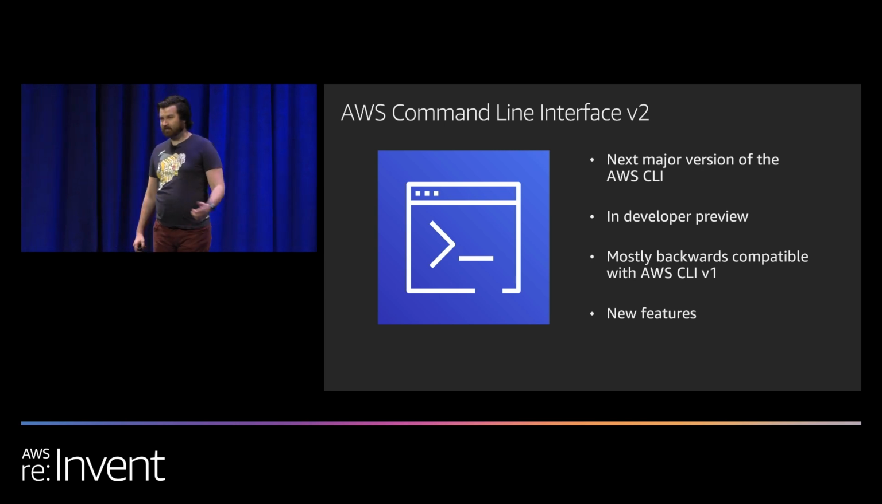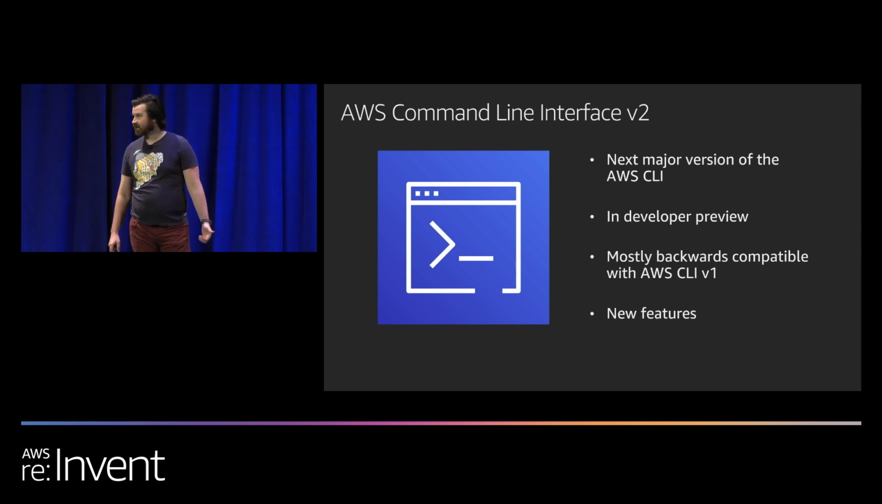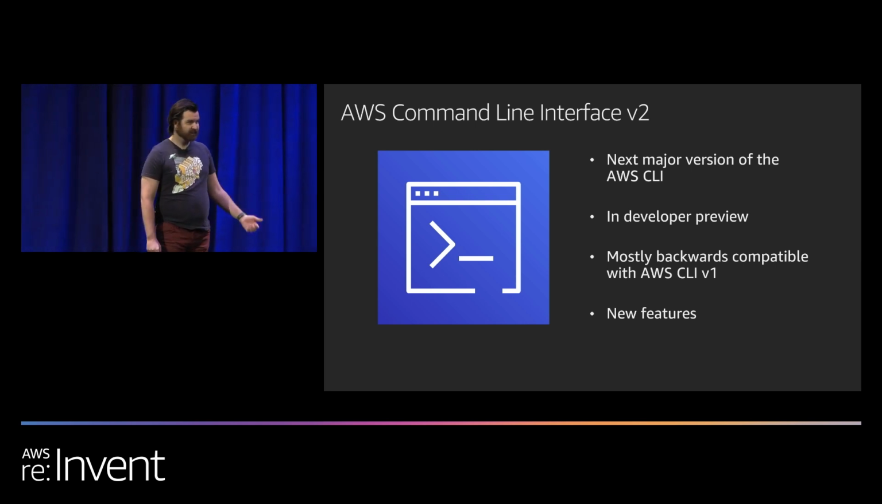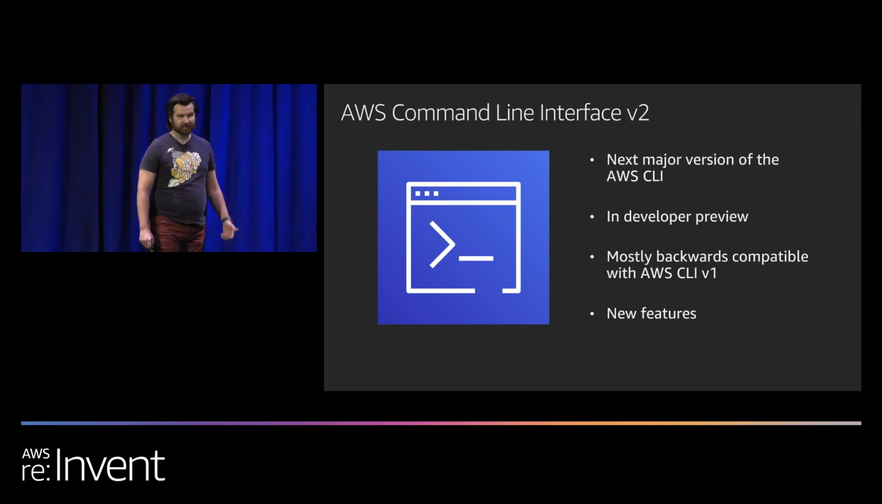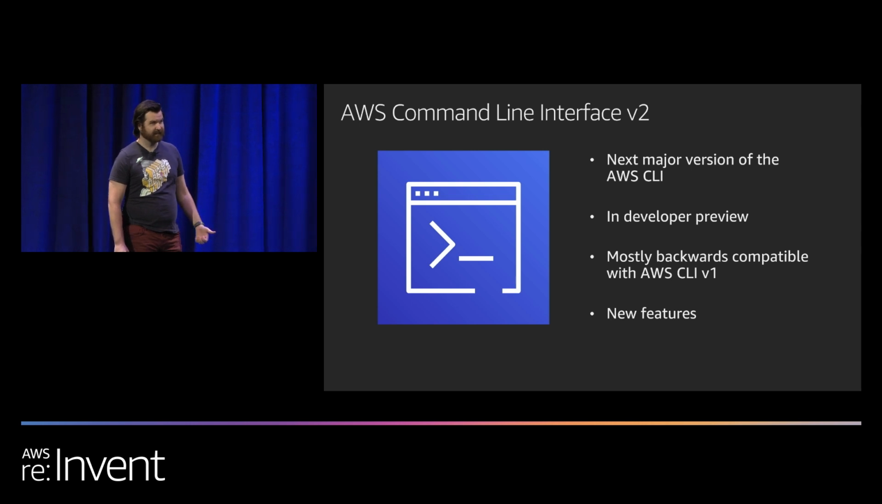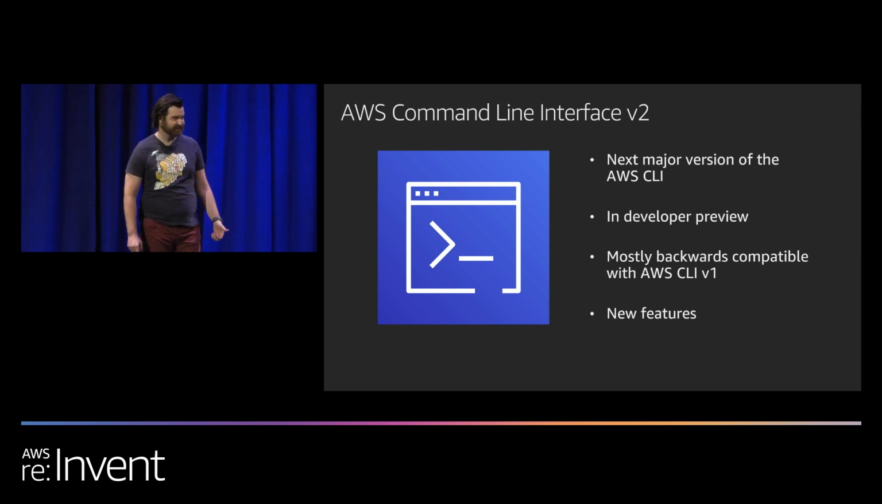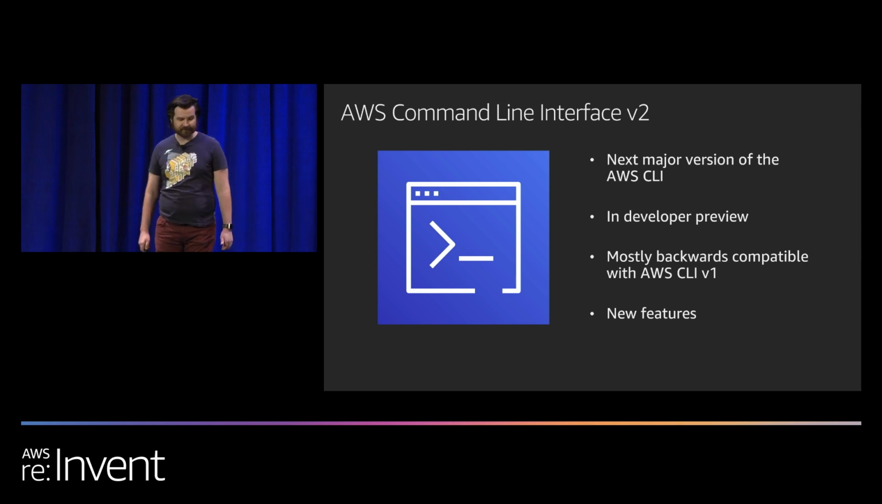So the AWS CLI v2 now is the next major version of the AWS CLI. It's currently in developer preview. We recommend downloading it, installing it, and trying it out. However, we do not recommend using it in a production environment quite yet, as we may make backwards incompatible changes between now and when we make the AWS CLI v2 generally available.